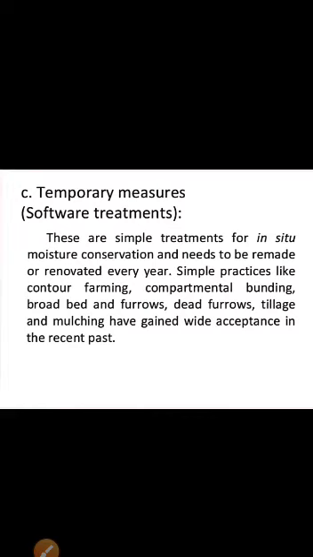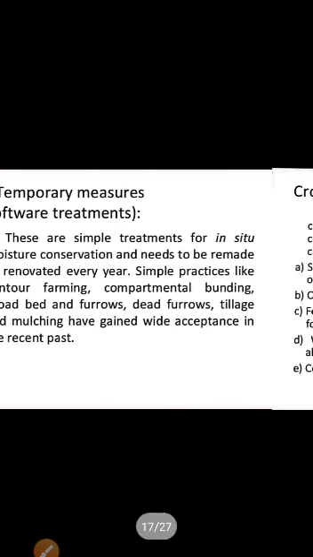Simple practices like contour farming, compartmental bunding, broad beds and furrows, dead furrows, tillage and mulching have all gained wide acceptance in the recent past. These are the techniques and practices by which farmers are getting benefited, right?